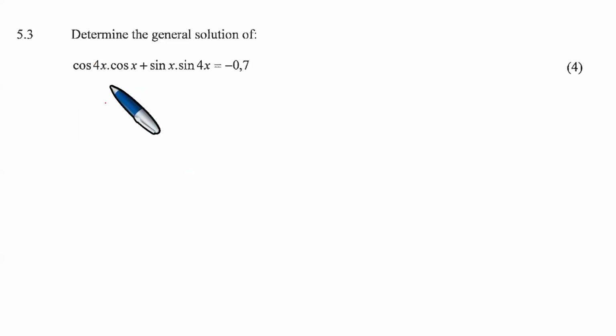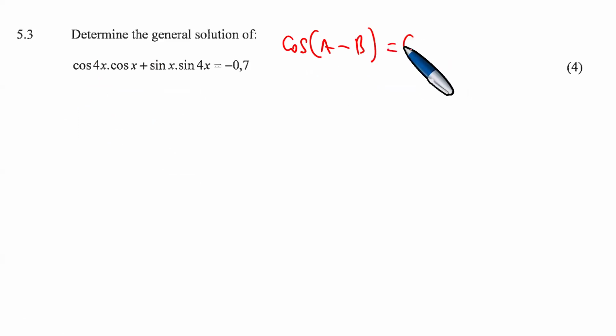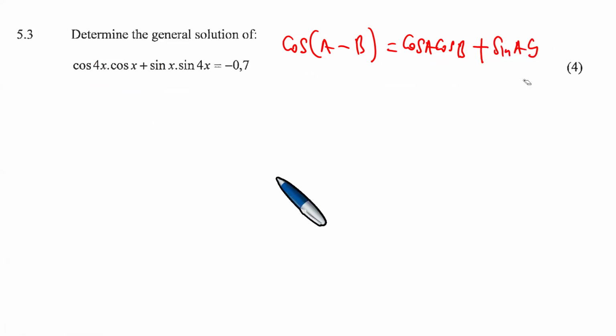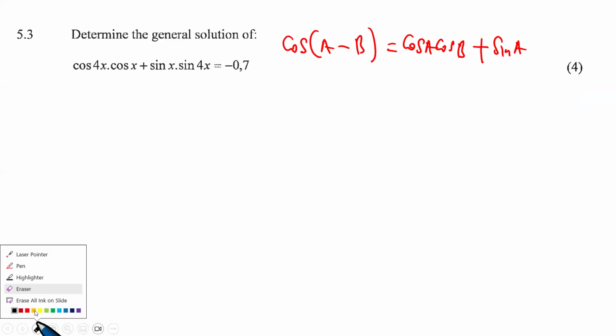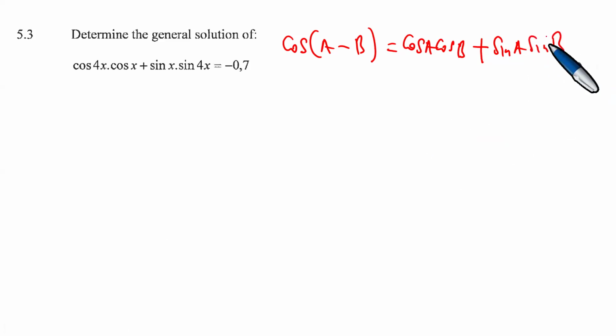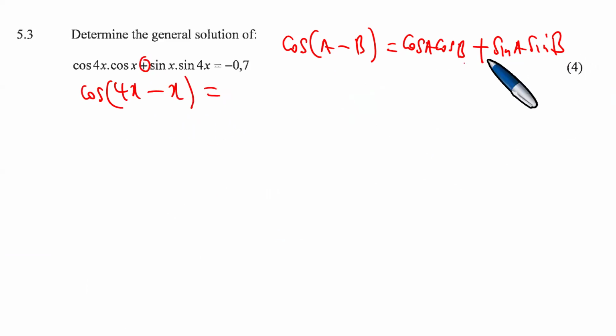Right, so the left-hand side, definitely I agree with you. But now this one is the same as what? So it's the same as cosine of A minus B. Cosine of A minus B is cosine A, cosine B, plus the sine of A, and then the sine of B. Right, so this is going to be exactly the sine of B. What do we do here? It's going to be cosine 4x minus x. Well done. Because if you see the plus in the middle here, it means that it must be minus there. Okay. And this is minus 0.7.